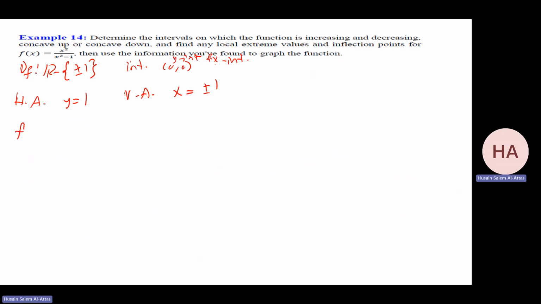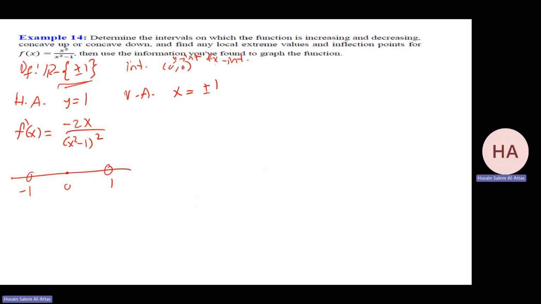Now we'll do f prime. What will be f prime? F prime is minus 2x over (x squared minus 1) squared. And this is a point of discontinuity. So I check the sign diagram. I have minus 1, 0, and 1.